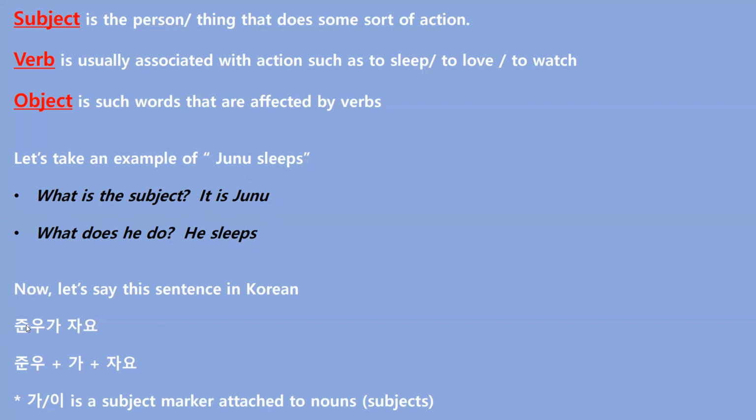준우가 자요. So Junu is the name, it's a noun, right? It's a person, and ka here is a subject marker. So there is also i. If a word ends with a vowel, you add ka, 준우가, 가수가. But if a word ends with a consonant, you add i. That is the subject marker. For example, 학생, 학생이, right? 선생님, 선생님이. So the sentence Junu sleeps will be 준우가 자요.